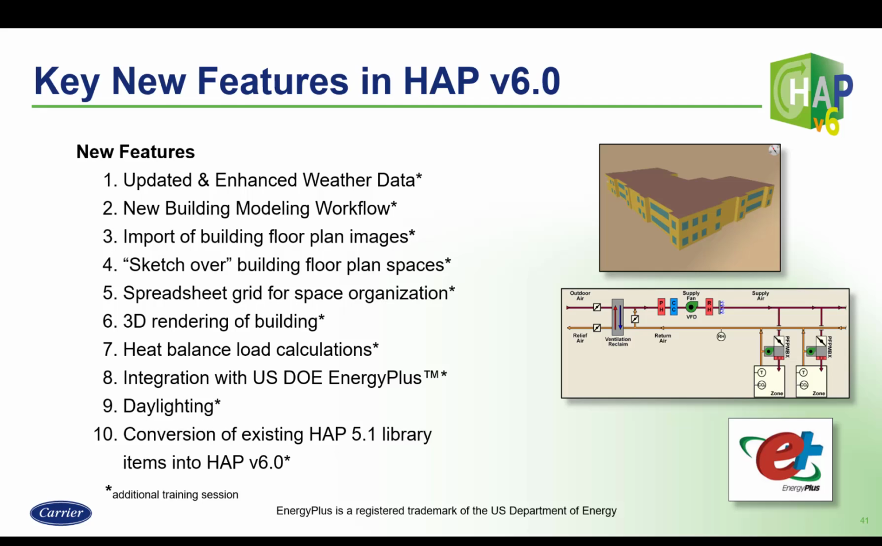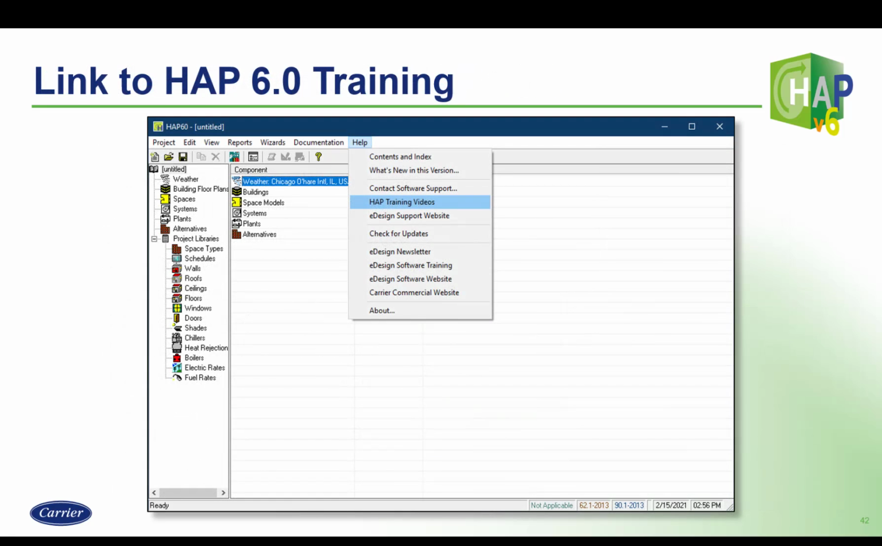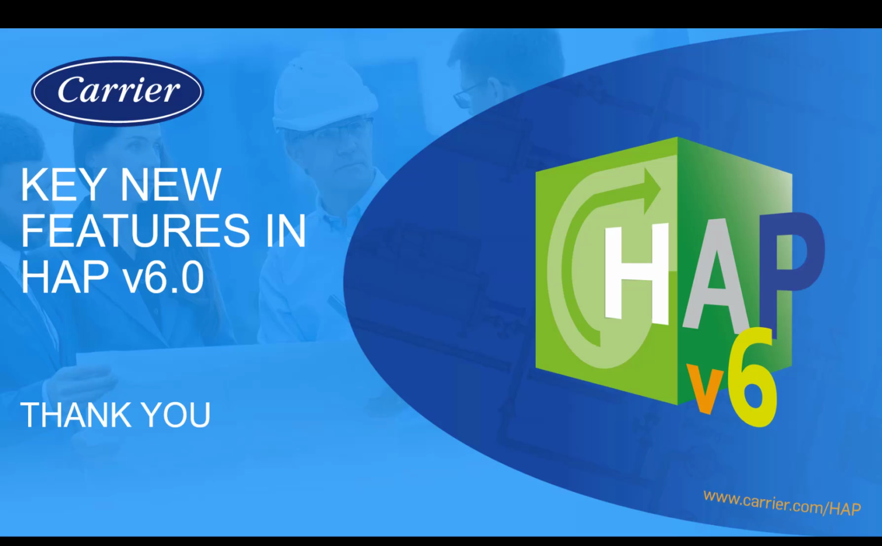At this point, we have completed an overall discussion of HAP version 6. Remember, there are additional courses that exist on the Carrier University website with more detailed HAP version 6 training. For access to the additional training videos, select the HAP Training Videos link accessible through Help in the HAP version 6 interface. That concludes this training on the key new features in HAP version 6 software.